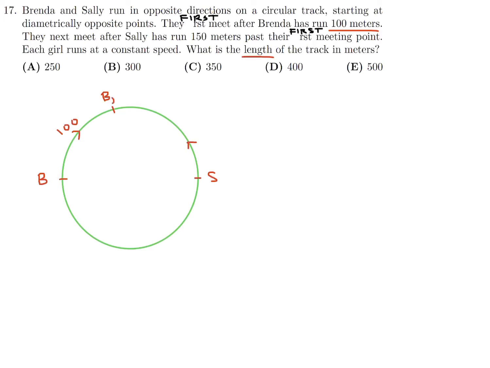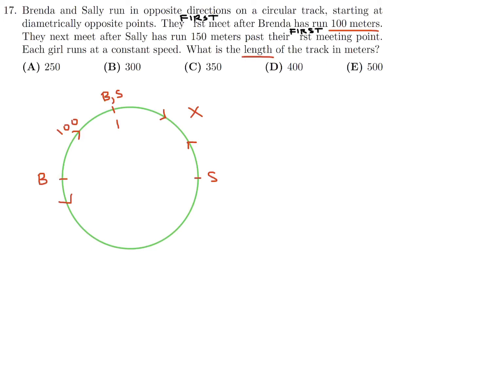So now Sally is also there. Okay, Brenda and Sally are now at the same point. Now Sally ran from here to here, and we don't know the distance, so I'll just call that distance X. All right, so they continue running. Brenda now runs this way, and Sally now continues to run, but she's going this way.